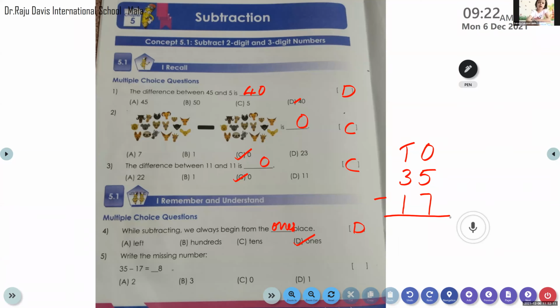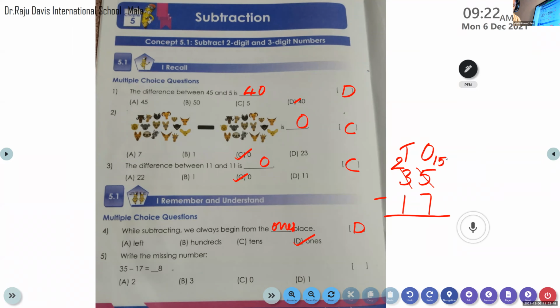Here regrouping will come, isn't it? The 5 in the ones place is smaller, so 5 minus 7 we cannot do. So we have to regroup. 3 will become which number here? 2. 3 will become 2. And what about this 5? 5 will become 15. Now you can subtract 15 minus 7.